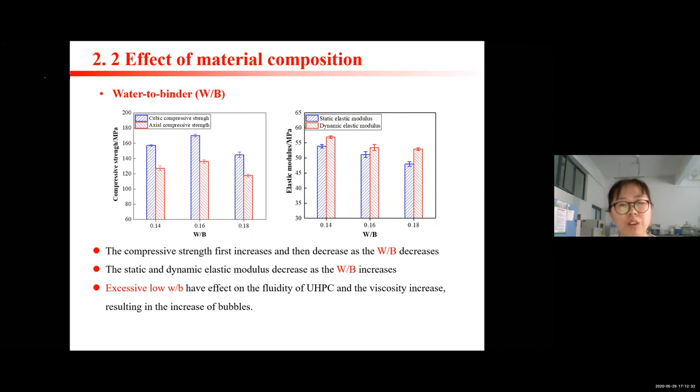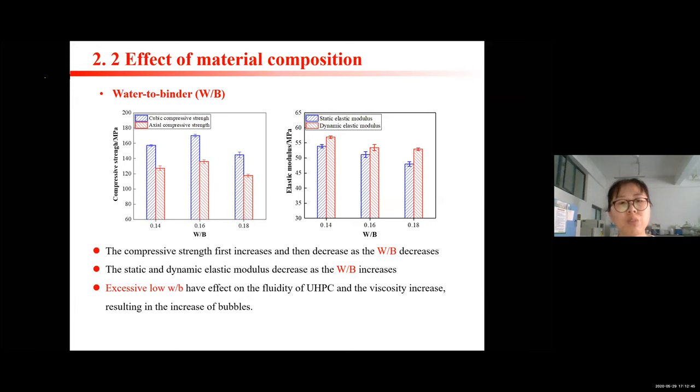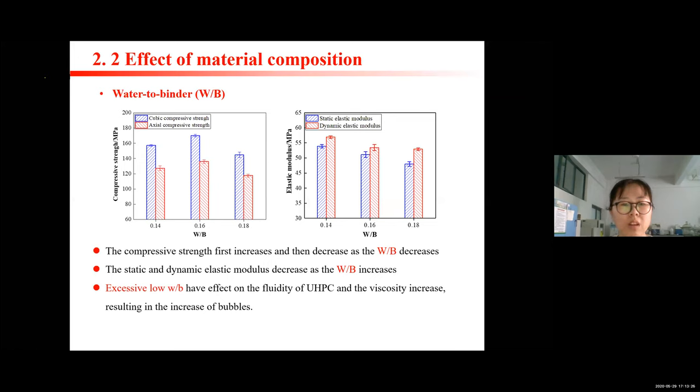Now, we can see our results. With the decrease of the water-binder ratio, the compressive strength increased. However, when the ratio is too low, the fluidity of UHPC decreased and the viscosity increased, so this results in more bubbles. Therefore, with the ratio of 0.16, we can get a mixture strength above 117 MPa. And the trend of the axial compressive strength is the same as the cubic compressive strength; at the ratio of 0.16 it reaches the maximum.